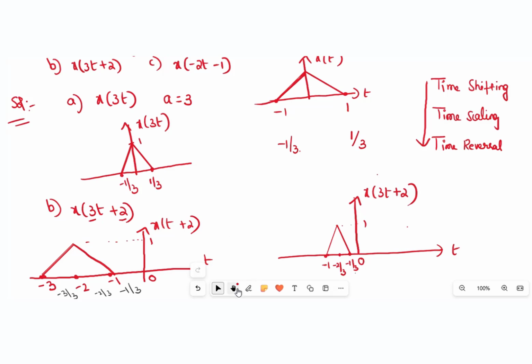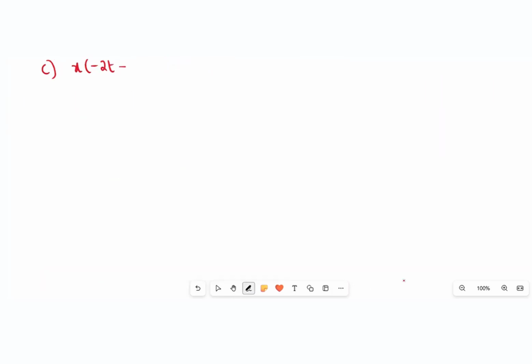Now we will draw the third one, x of minus 2t minus 1. See, x of minus 2t minus 1. Here we have shifting, scaling and reversal. We have all the three operations. So what is the sequence? First shift the signal and then scale it and then reverse it. So to draw this waveform, totally we need three plots.